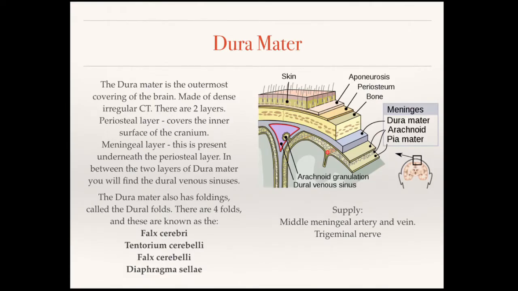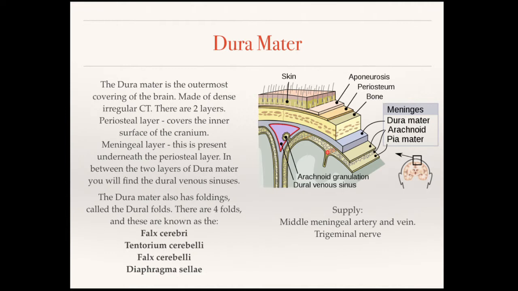Moving on, let's talk about the Dura Mater. As you can see here, the Dura Mater is located over here along with all the other meninges, and underneath the meninges you can see the cerebral cortex. This area here is the cerebral cortex. So the Dura Mater is the outermost covering of the brain. It's made of dense and irregular connective tissue.